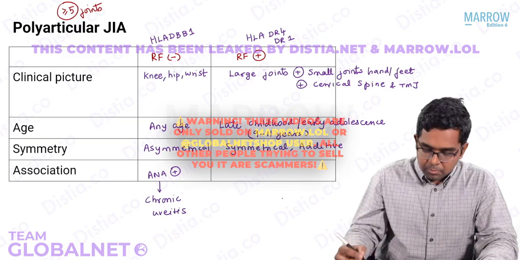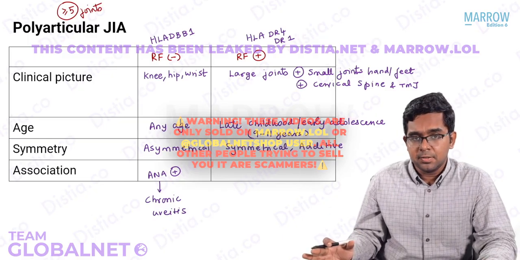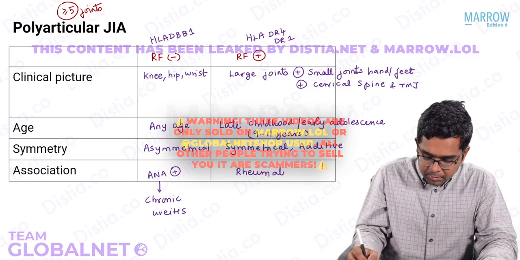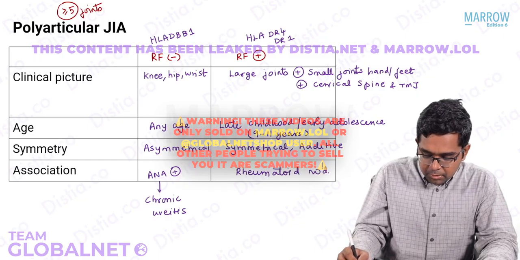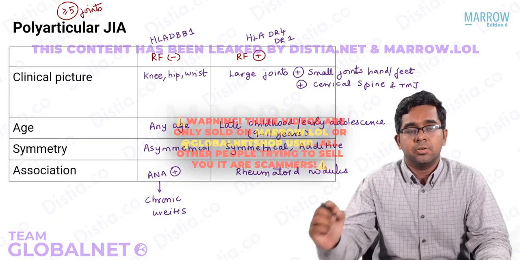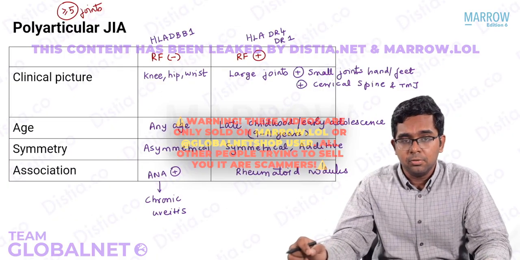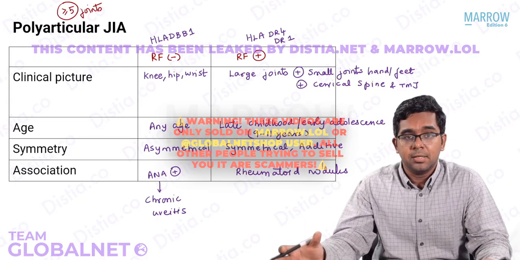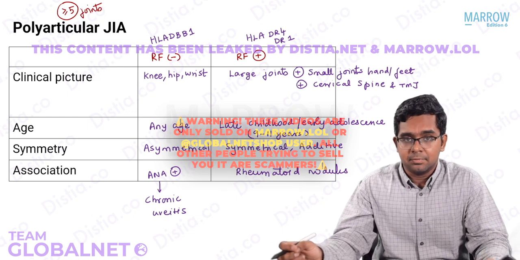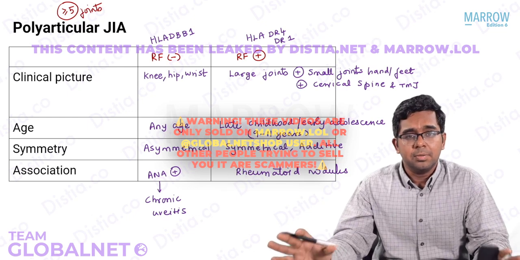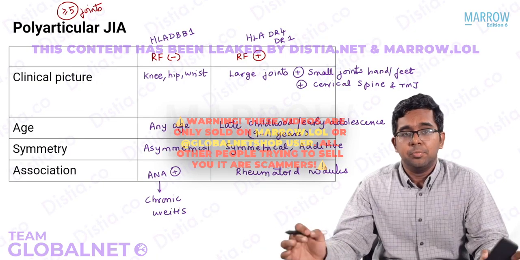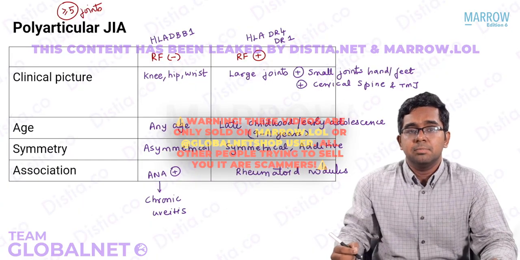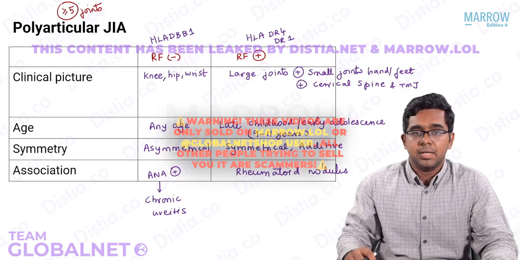Whereas for rheumatoid factor positivity, there is no such association with uveitis, but these patients can develop something called rheumatoid nodules, similar to what you see in adults with rheumatoid arthritis. What is a rheumatoid nodule? It is nothing but a non-painful nodule noted around the extensor surface of the joints, like in the elbow area, or in the occiput area, or over the region of the Achilles tendon. That is what we call rheumatoid nodules. Usually they are not a very common finding, but if present, they point towards rheumatoid factor positive polyarticular JIA. These are the main differences between RF negative and RF positive polyarticular JA.